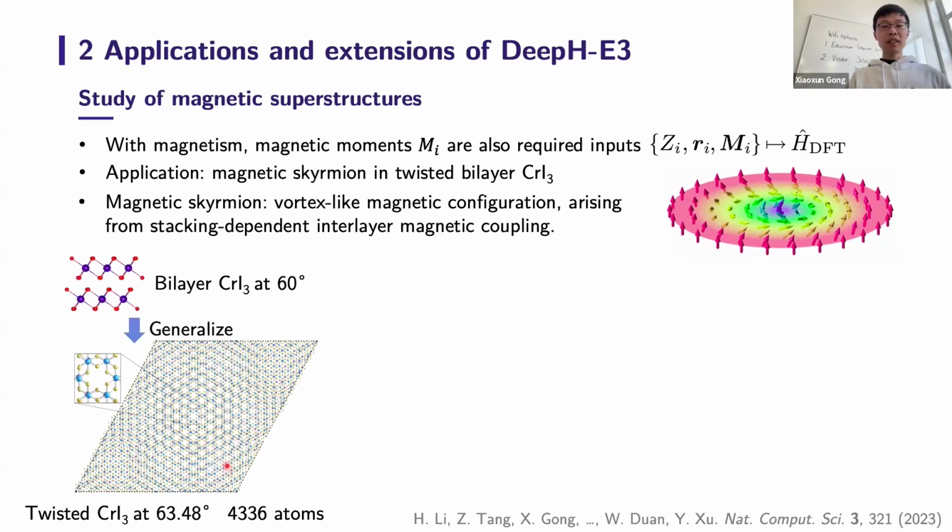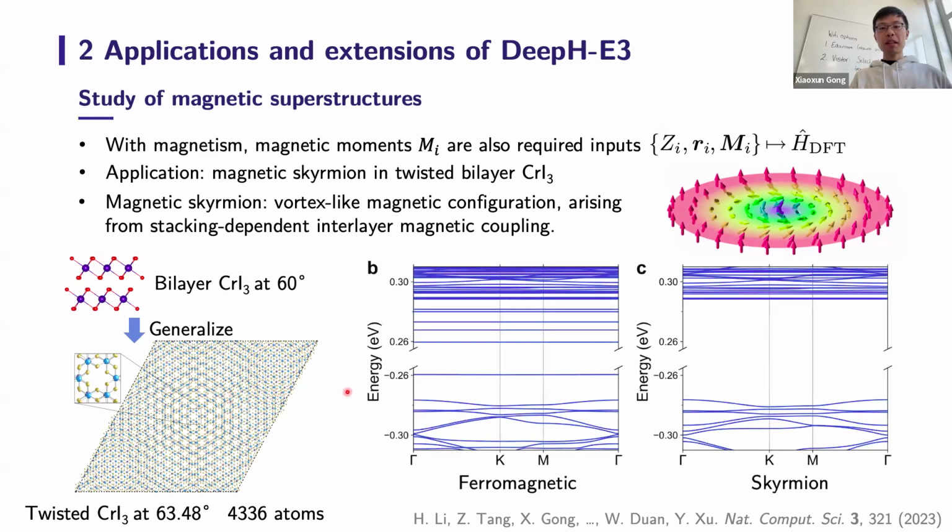We train our neural network on bilayer CrI3 at 60 degrees. In principle, this 60-degree twisted structure doesn't have the Moiré pattern, so it is actually much easier to calculate at the DFT level. So in our training set, we use supercells of bilayer CrI3 at 60-degree twist, and then we generalize our neural network to a superstructure of CrI3 which has 4,000 atoms.